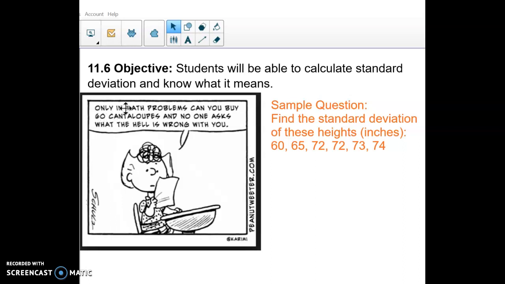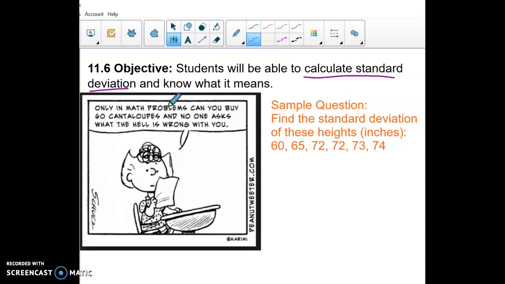All right, welcome to section 11.6, and we're going to calculate standard deviation and know what it means. We're going to keep doing statistical stuff here, and honestly, calculating the standard deviation is not the hard part. Your calculator can do it. There's actually websites that can do it. You just type in the data, boom, boom, boom, it spits it out.